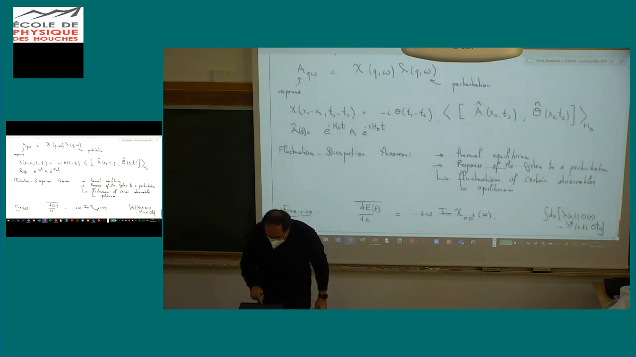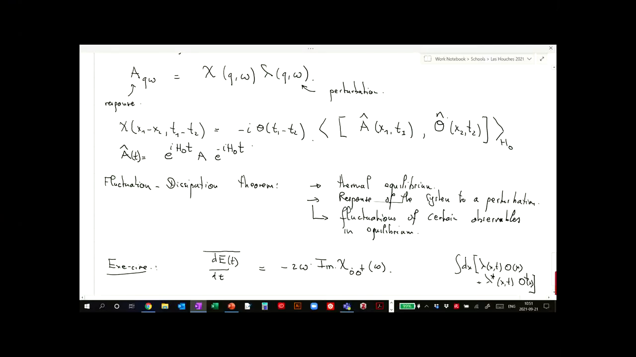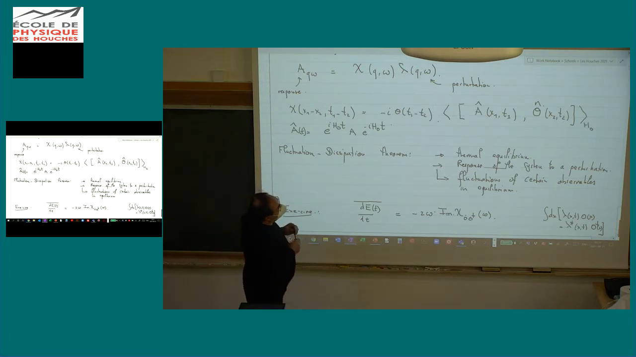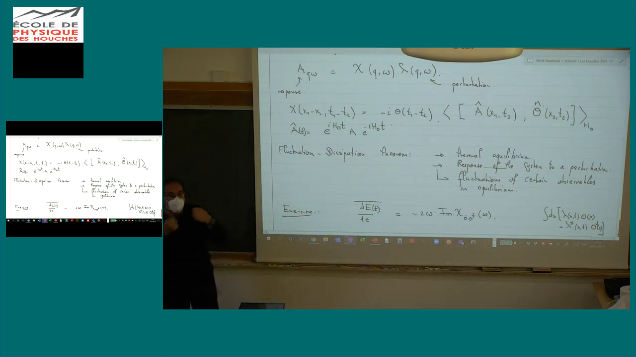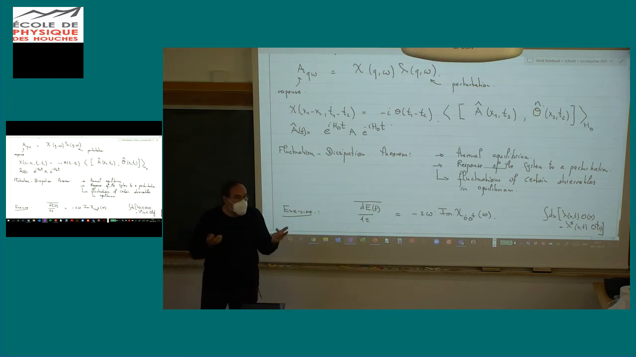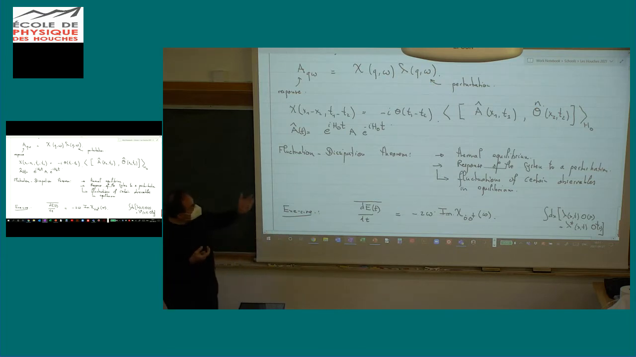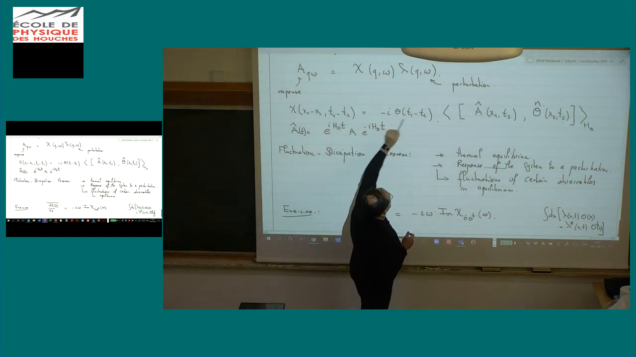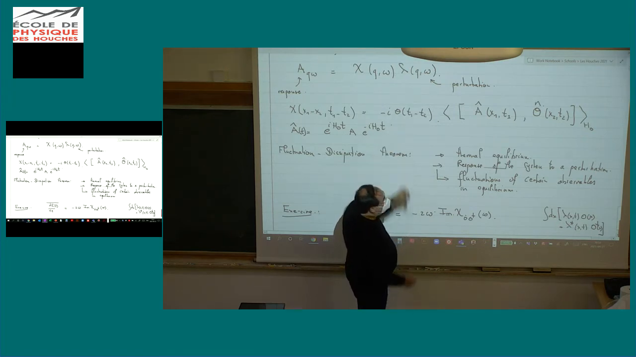And the remarkable thing is that you can relate this susceptibility, this response, to essentially the correlations of the fluctuations of the operator A that you're trying to measure with the operator O that is causing the perturbation. So if these two operators are completely unrelated, their commutator will be 0 and the response will be 0. But if there is a connection between these two operators, then the system will respond with more or less enthusiasm to the perturbation.